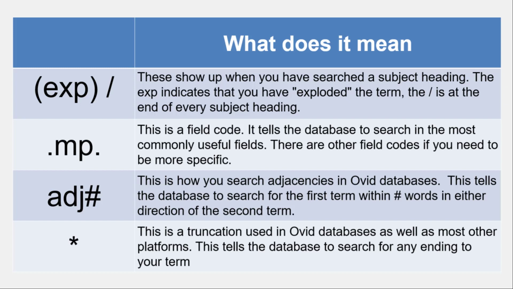When you're looking at your search history in Ovid Medline, if there's an EXP or there's a slash, that means it's a subject heading. So you have found a subject heading for a given term. The EXP means that you've exploded it. .mp is a field code. It's telling the database what fields to look for that term in. ADJ tells it how far apart your words can be when you've done a multiple word keyword search. And then the asterisk is truncation, which means that it can find any ending to that word.